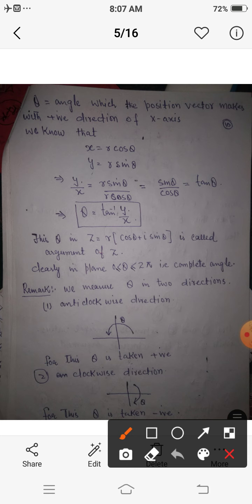One is the positive direction, that is the anti-clockwise direction, that is when we measure the angle in this direction with the positive direction of the x-axis, the sign of the angle is taken positive. But if we measure the angle in the clockwise direction, meaning the negative direction, the angle is taken to be negative. So we have two ways to represent the angle, and theta is simply positive or negative depending upon the direction in which we are measuring the angle with the positive direction of the x-axis.